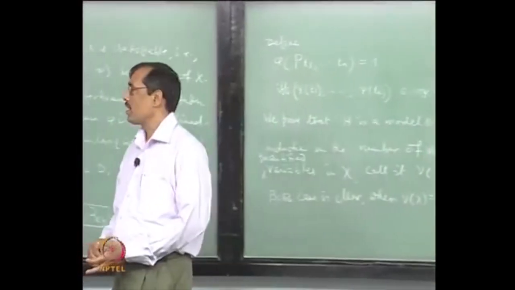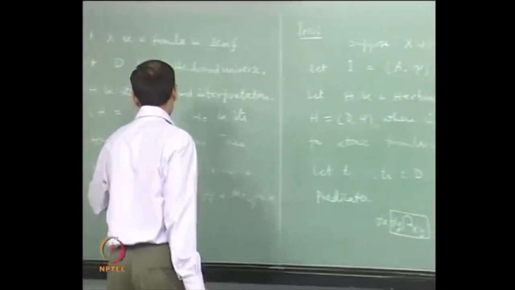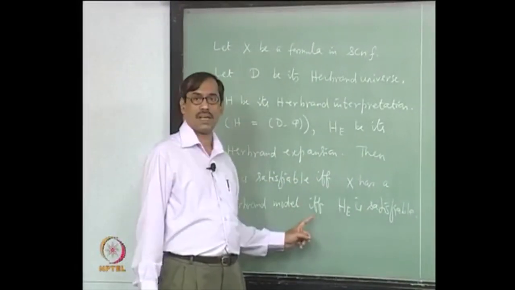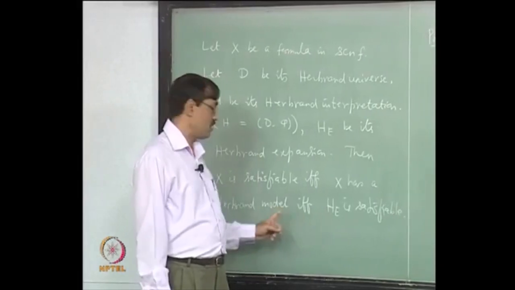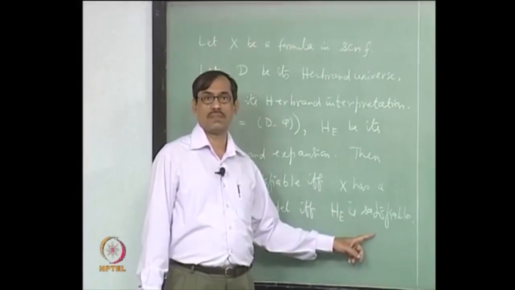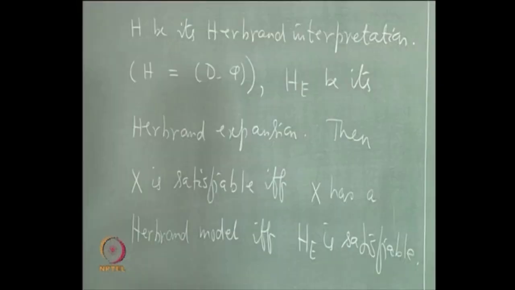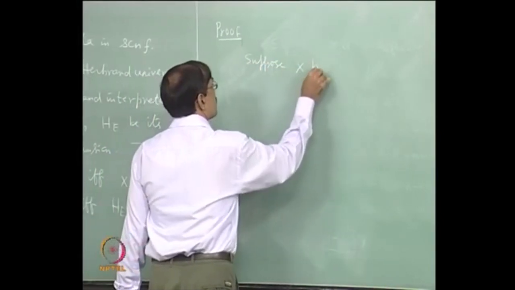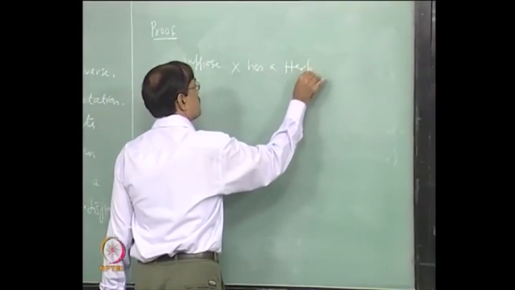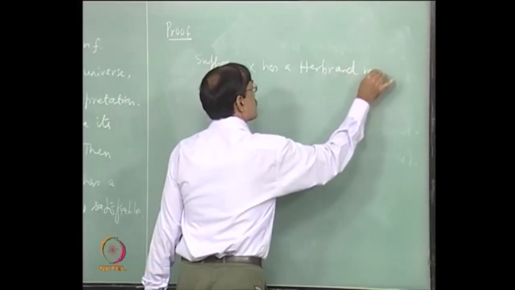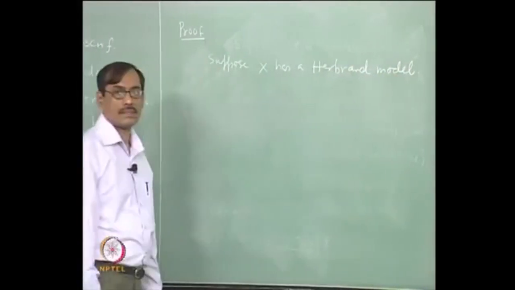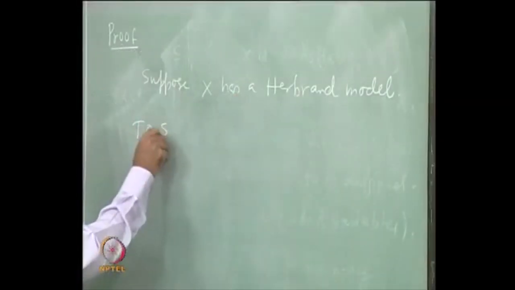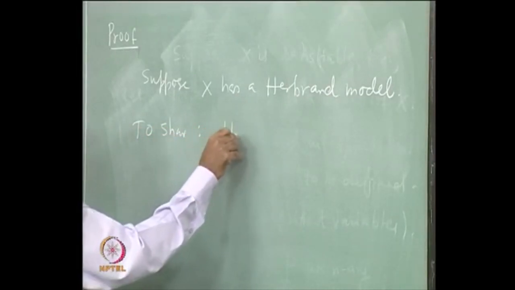Okay. So now let us see to the statement. We have only proved one thing, x is satisfiable, then x has a Herbrand model. Okay. Now if x has a Herbrand model, then h is satisfiable. That we'll see. How do you show? See, suppose x has a Herbrand model. Now we want to show that, to show its Herbrand expansion is satisfiable.